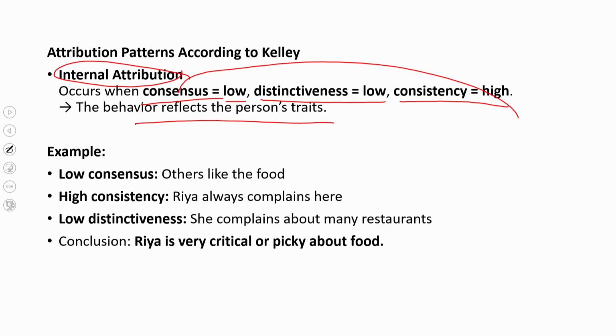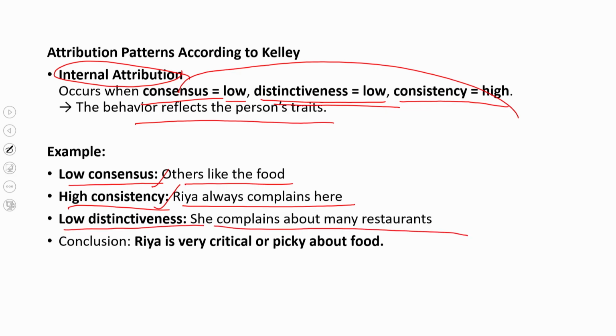For example, low consensus means others like the food, only Ria does not like the food. High consistency means Ria always complains here. So, low consensus, high consistency. Then low distinctiveness. Low distinctiveness means she complains about many restaurants. So, that means Ria is very critical or picky about food. Something within her is a reflection of this behavior. This behavior reflects her internal characteristics or personality.